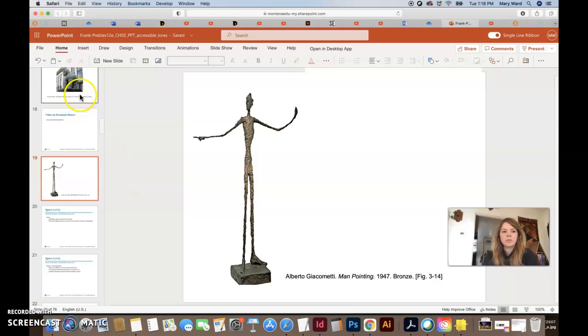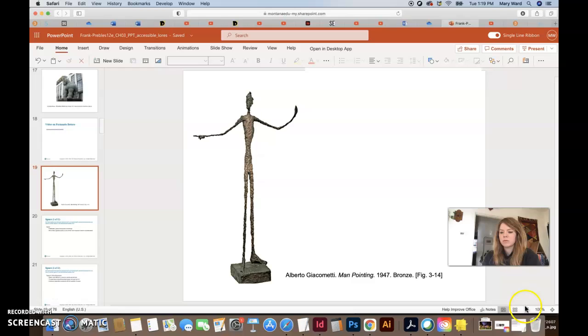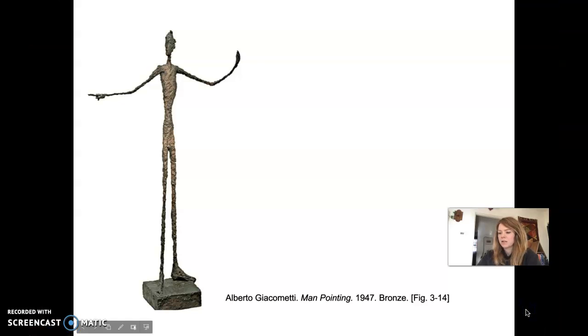Okay, so we kind of left off with the example of this horse as being a closed form, and in contrast, this piece is considered an open form because it actually is open. His arms are open, and he's interacting. His shape is actually interacting with the space around it. It's not just closed off. So just remember in sculpture, closed and open, what that means.